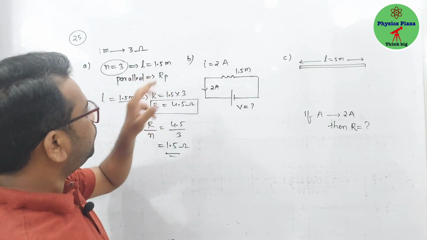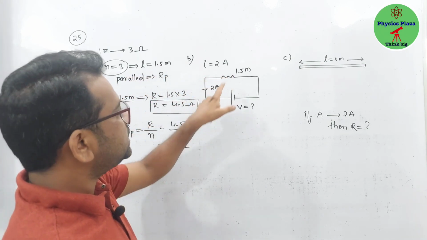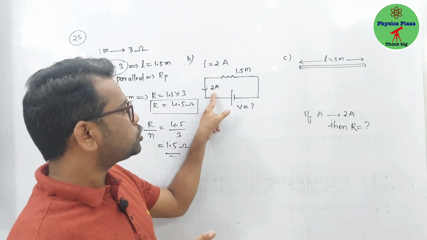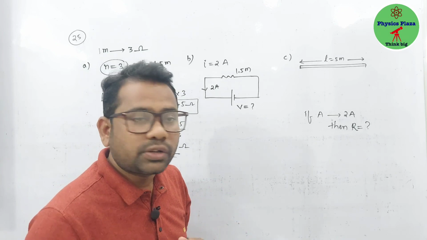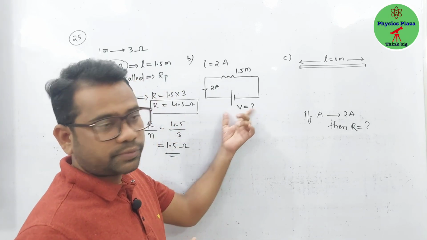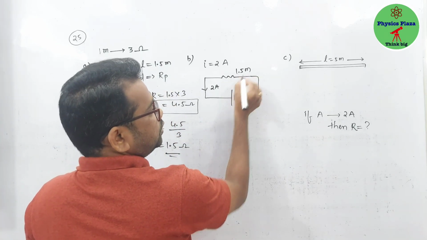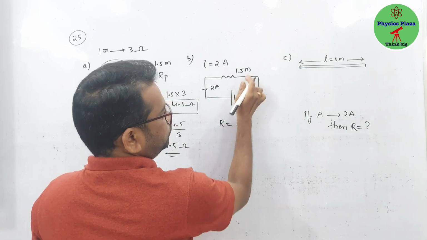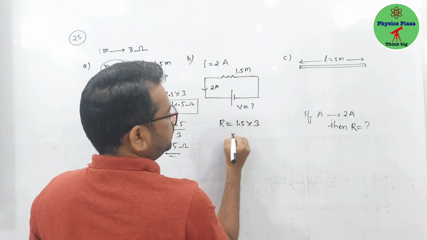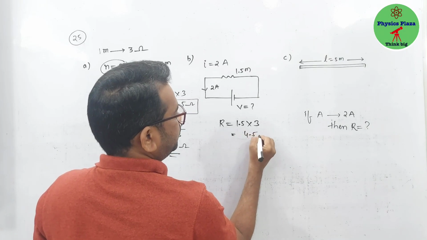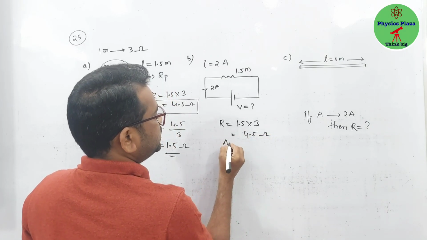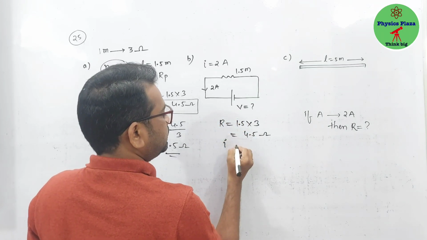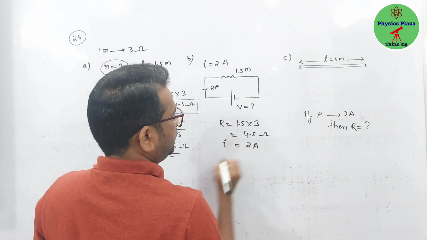Now in part B it is said that one of these wires, the wire with 1.5 meters length, is connected parallel to the battery such that the current drawn is 2 amperes. Then they are asking us to calculate the potential difference. Children, here length is 1.5 meters, then resistance is how much? 1.5 into 3, it will be 4.5 ohm. So current is how much?